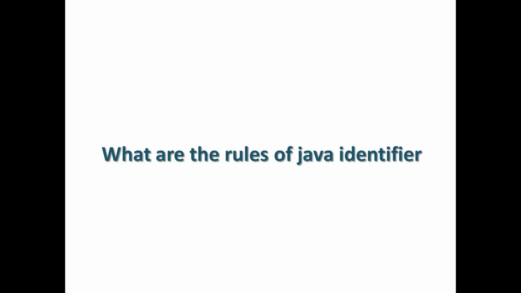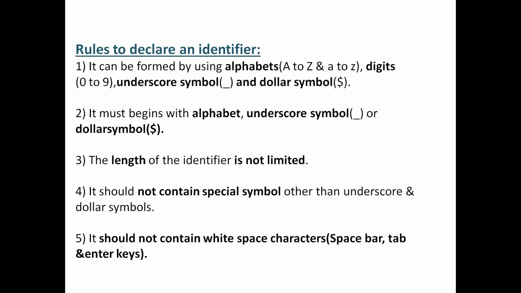So what are the rules of Java identifiers? We have certain rules for identifiers, because if you write randomly it will not be accepted. What are those rules? The first rule is it can be formed using alphabets and digits. Alphabets means capital A to capital Z and small a to small z. Digits means 0 to 9. And very important here, it will allow the underscore symbol and the dollar symbol only. Only these two special characters it will allow.